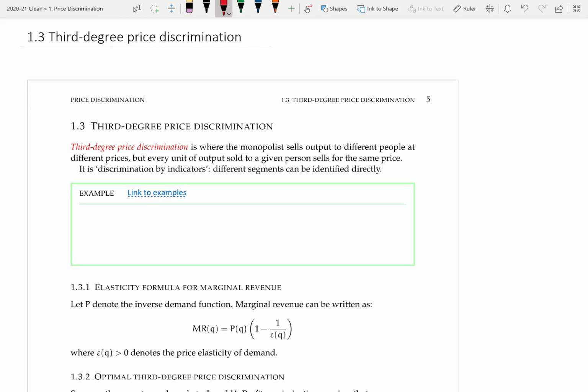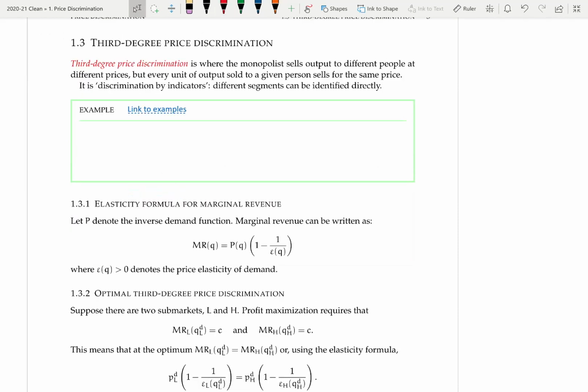So we saw some examples at Real Cinema Hull. In the box here, you can write down your own examples, but there's also a link here where you can contribute examples for the rest of the class, or you can see what examples others have contributed. So if you click that link, you'll be taken to a page where you can write down examples of third degree price discrimination. So that's the definition of third degree price discrimination.